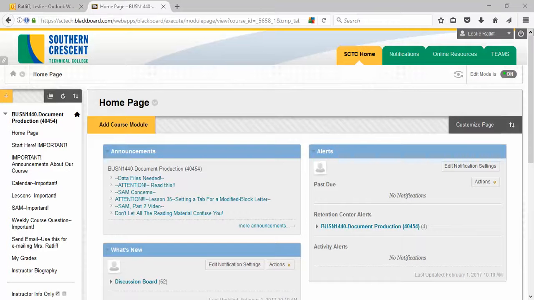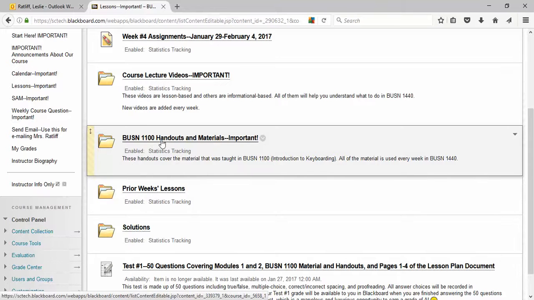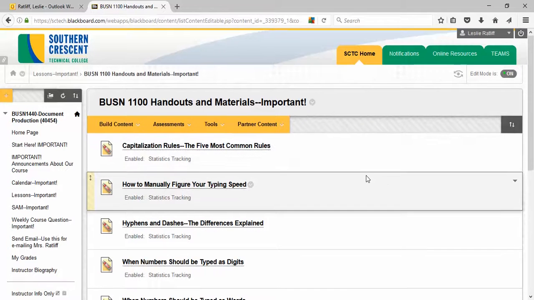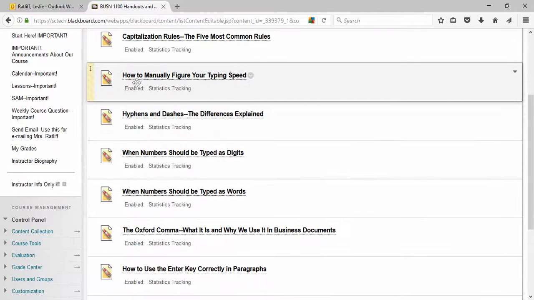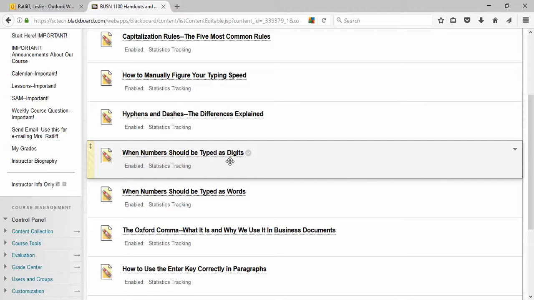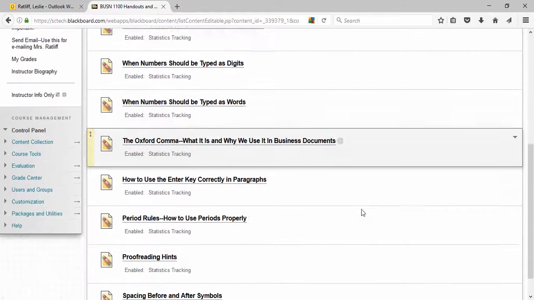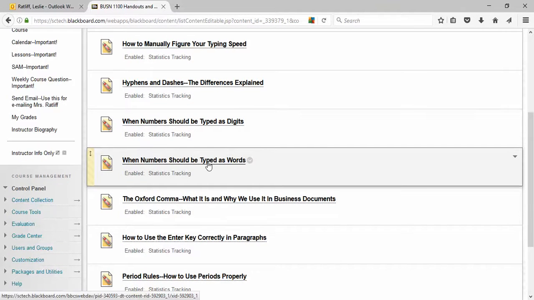Now, I'm going to go to the lessons area, the lessons important area of our course, and I'm going to come down here to the BUSN 1100 handouts and materials, which are also important to your success in BUSN 1440. Here are capitalization rules, how to figure your typing speed, hyphens and dashes. Aha! When numbers should be typed as digits, when numbers should be typed as words. Two handouts that can be extremely helpful to you. Let's open up the words handout first.